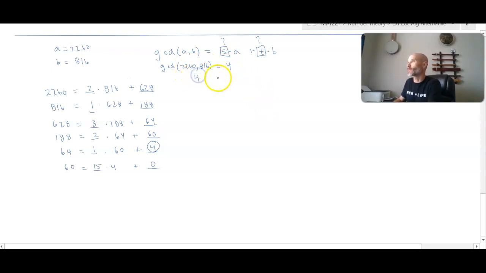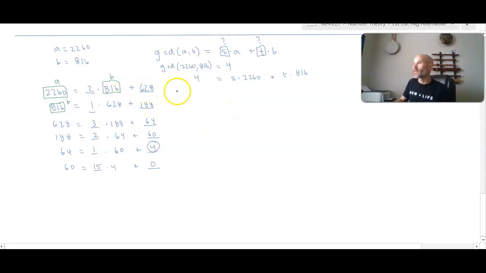All right, so we need to figure out what multiple of 2260 plus what multiple of 816 gives us exactly 4. So 4 equals S times A plus T times B. So the first step is to label all of our A's and B's. So here, this is A, this is B. So we're going to replace those with those quantities. And then 816, this is the same 816 that just got carried down, so that is also B. And then all these others are neither A nor B. The 628 is a remainder.